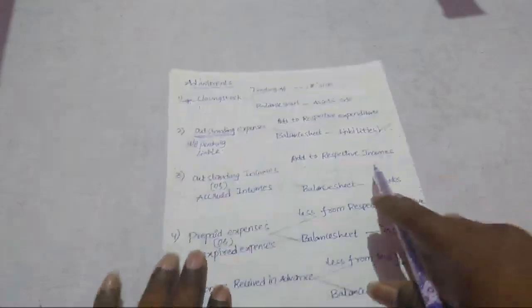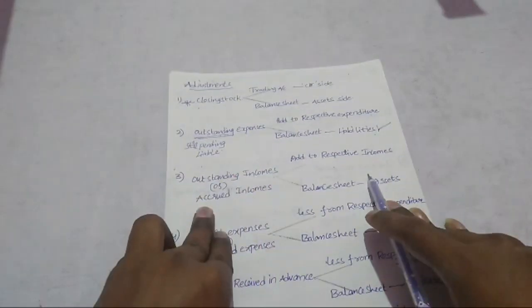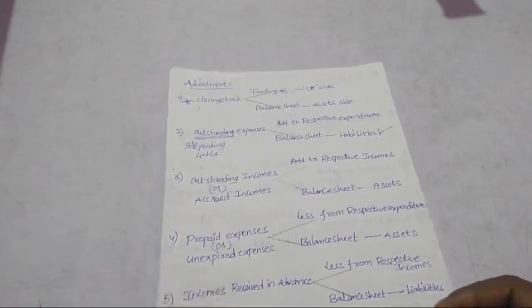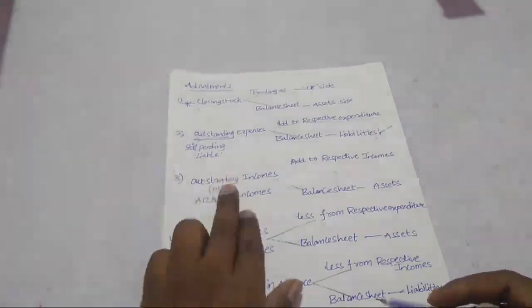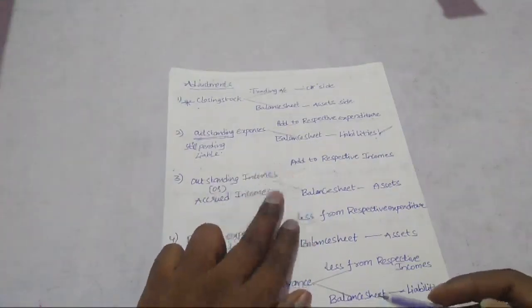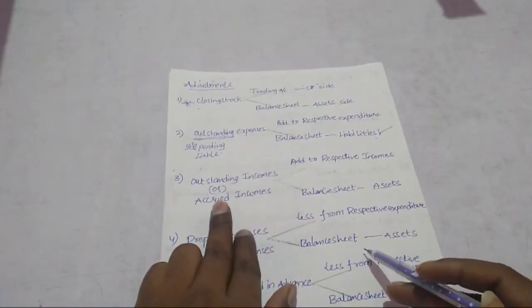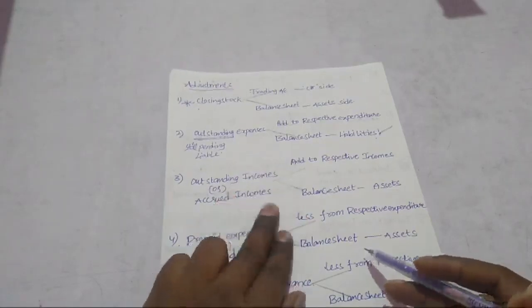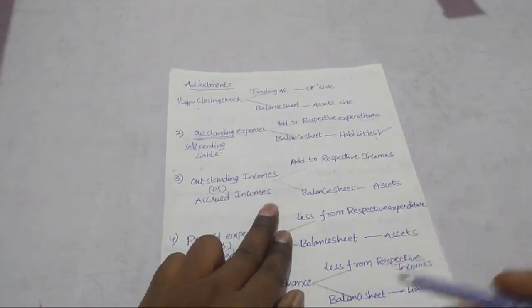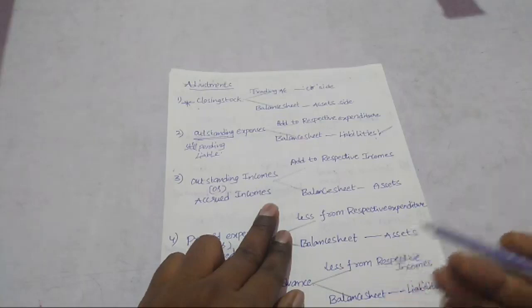Then coming to outstanding incomes, which can be called accrued incomes. Accrued or outstanding incomes are one and the same. The amount which we need to receive, still not yet received. The income which is not yet received and which has to be received is called an outstanding income, or accrued income, still pending income. So we need to receive that income.